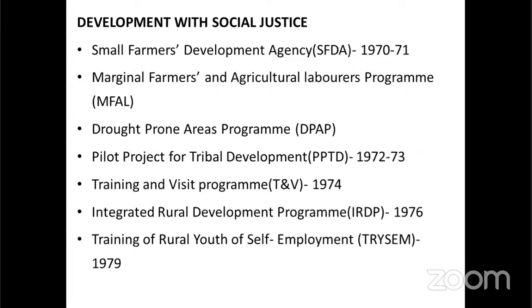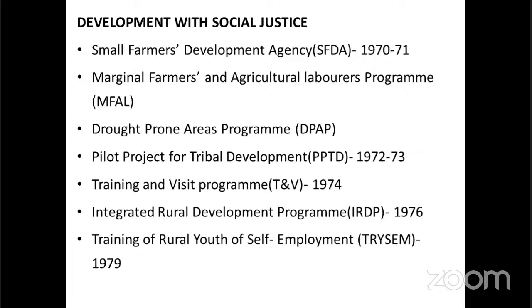What is the farm size for small farmers? It is 2 hectares. Please remember, for marginal farmers it is 1 hectare. Marginal means 1 hectare, small means 2 hectares. This is the fixed farm size for marginal and small farmers. The SFDA was introduced in 46 selected districts, and the other one, MFAL, was introduced in 40 districts.